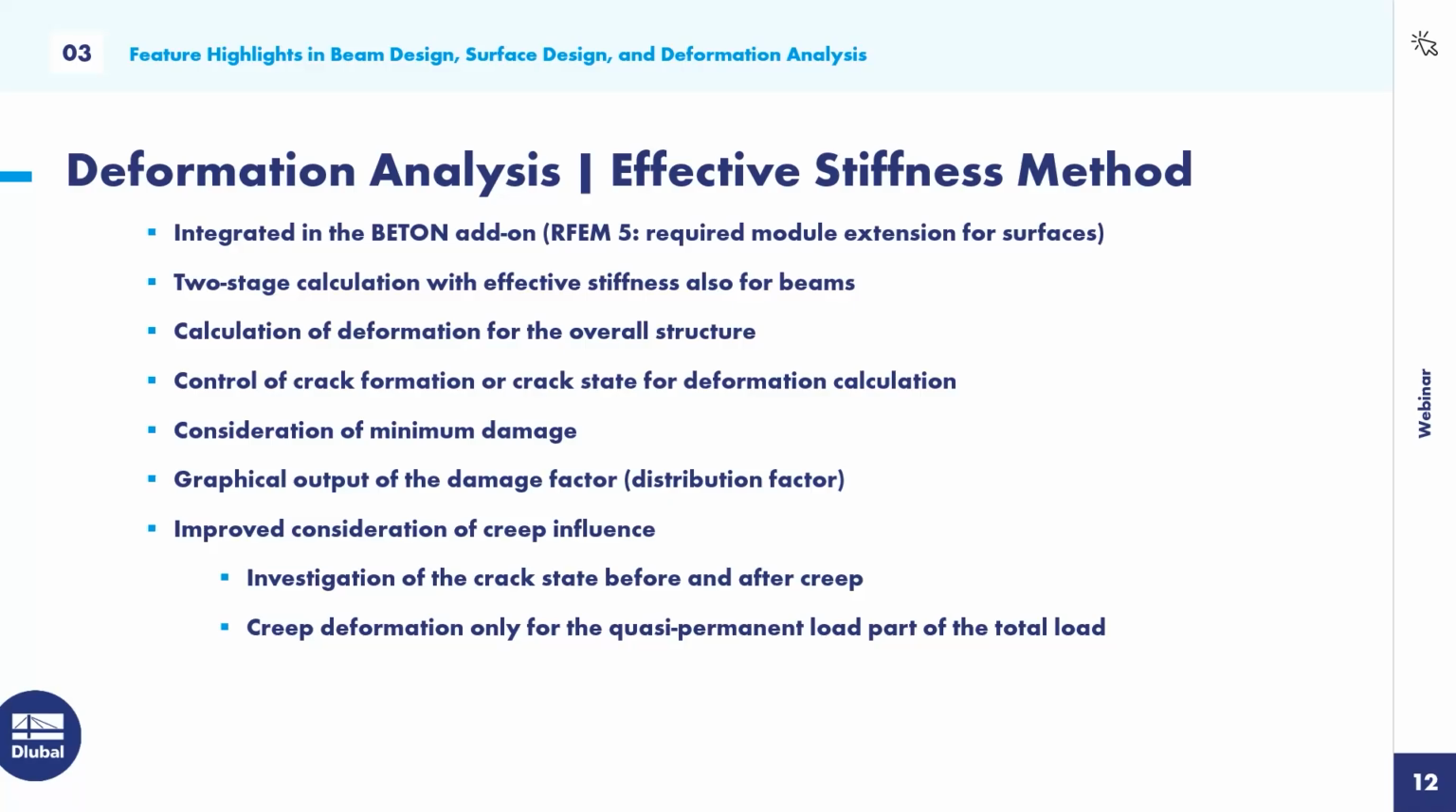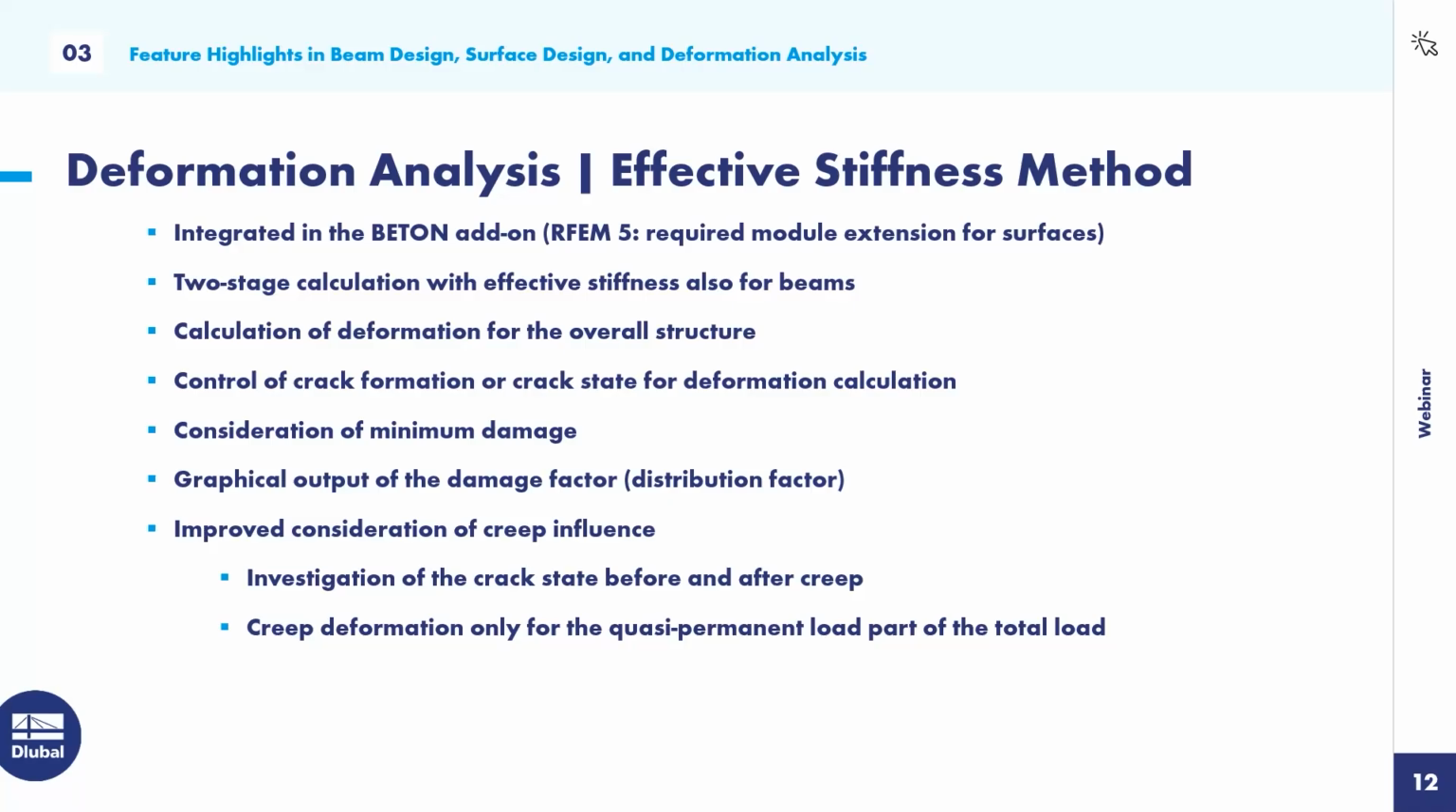This two-step calculation is now new for beams. In RFEM 5 we had a more simplified solution, which was more on the safety side, but now we have a more accurate solution where we use the stiffness in each element of the beam, and to get then also good and better results.